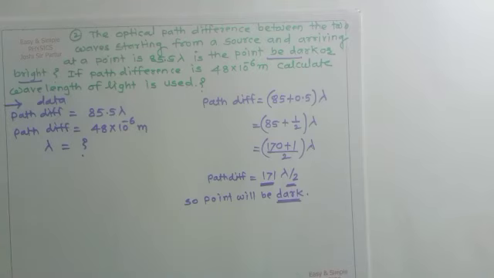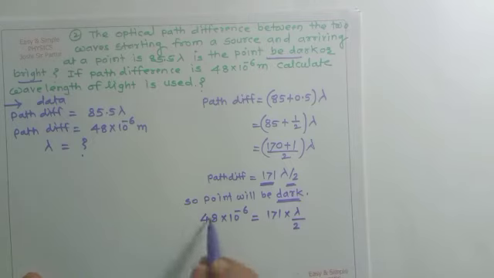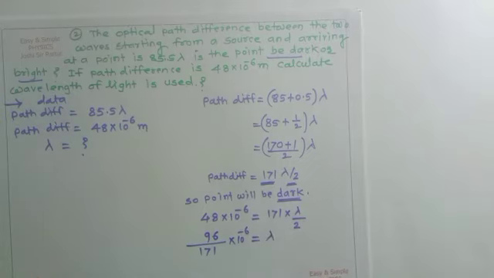If we want to calculate the wavelength, the path difference will be 48 into 10 to the power minus 6, equal to 171 multiplied by lambda upon 2. Means if we multiply here by 2, 16, 1 is remaining, 9 is there, 4 into 2 is 8, 1 is 9 upon 171 into 10 to the power minus 6, which is the wavelength.